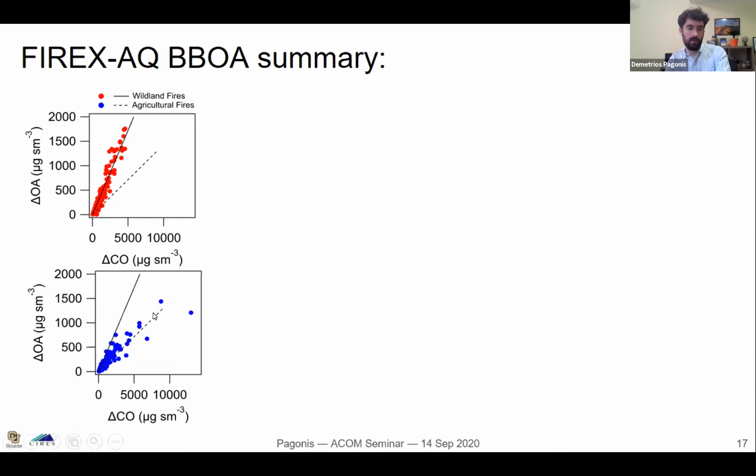But I'm showing the regressions for both on both plots, just so you can see the difference in slope here. As you can see, the agricultural fires seem to have a lower emission ratio here than the wildland fires, and that seems to be robust across all of this sampling.